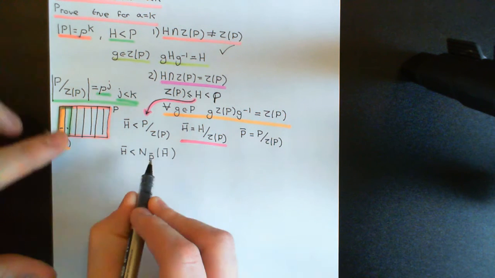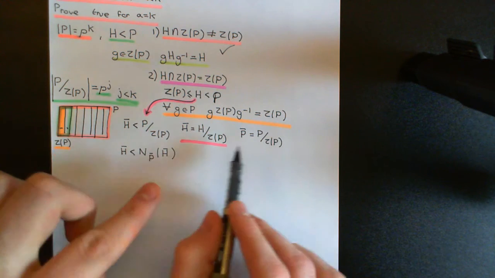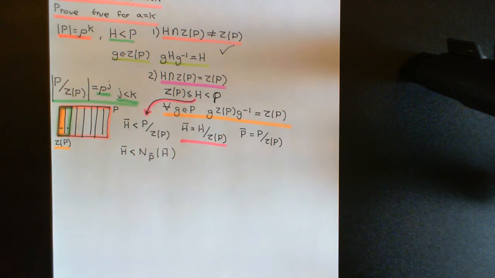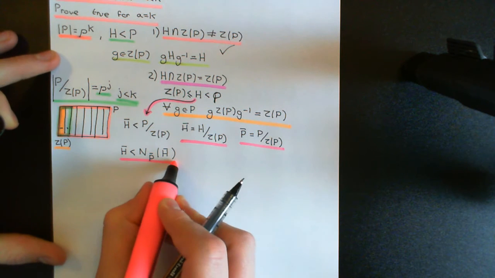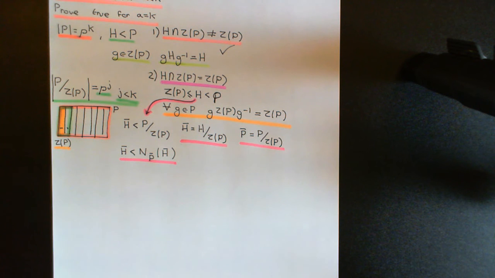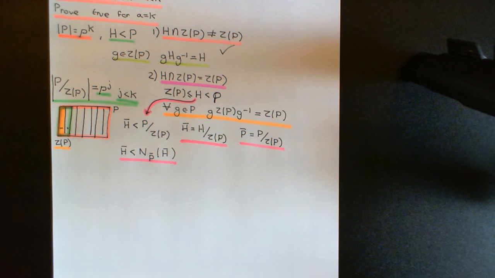Okay, so you could work this out. The quotient group is a group. You've got this subgroup inside the quotient group. You could work out what the normalizer of that subgroup inside the quotient group was, and by the inductive assumption it's going to properly contain the initial subgroup because the quotient group is still a P group.